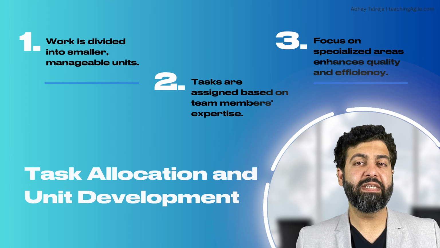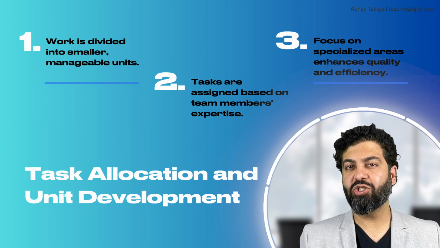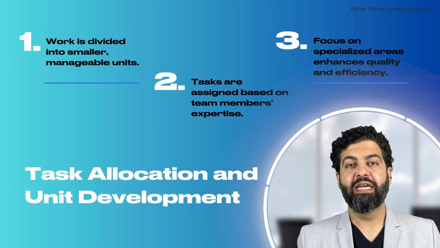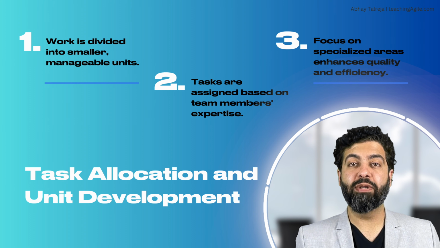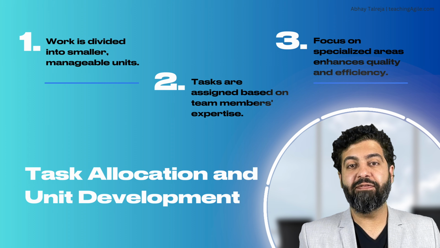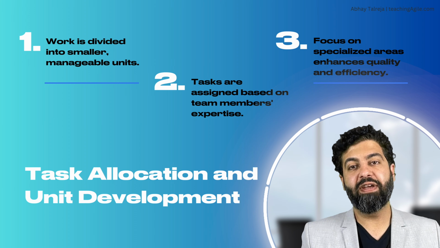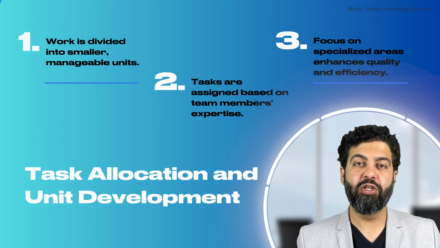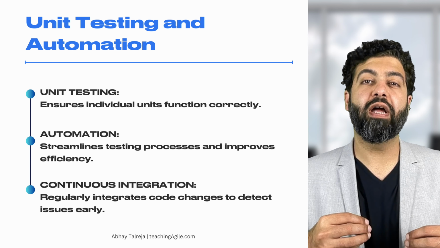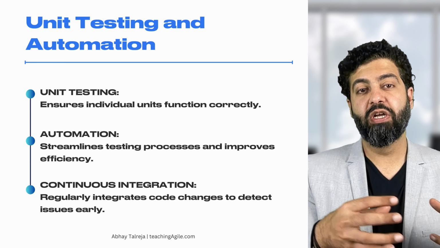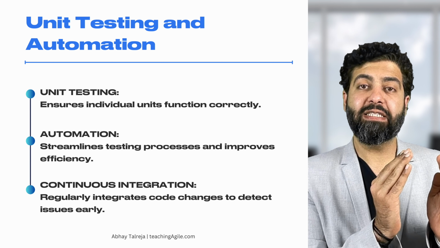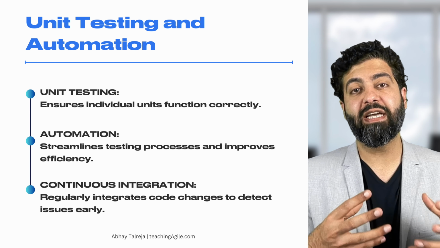The next thing that happens in the development phase is task allocation and unit development. Work is divided into smaller, manageable units, and the tasks are then assigned to the team members so they can work on those units. And ultimately, when the specialists have finished working on that area, we enhance the quality and efficiency of that unit. Once that unit is ready in terms of development, then you will try to add some unit testing and automation. Unit testing basically ensures that the unit that was created is of good quality and all the standards have been maintained.